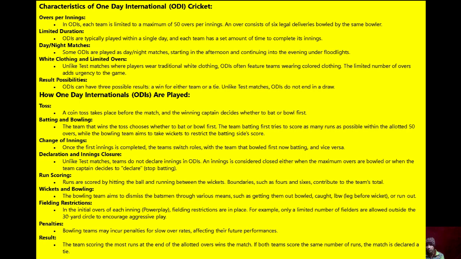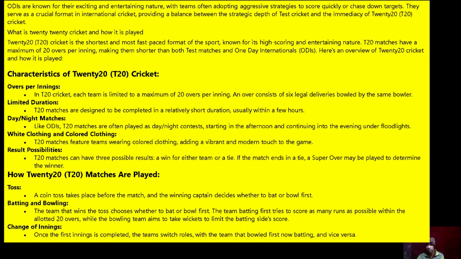So, T20 cricket is widely popular for its entertainment value, attracting a diverse audience, including those who may not follow longer formats of the game. It has also given rise to domestic T20 leagues and international tournaments such as the Indian Premier League (IPL) and the ICC T20 World Cup.